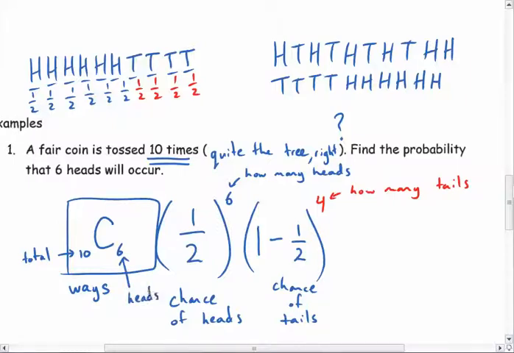This would be the same as 10 choose 4. I could also do 10 positions and choose 4 to be tails. You get the same answer. Then you just plug this into your calculator and you'll get the probability. Let's do that together.